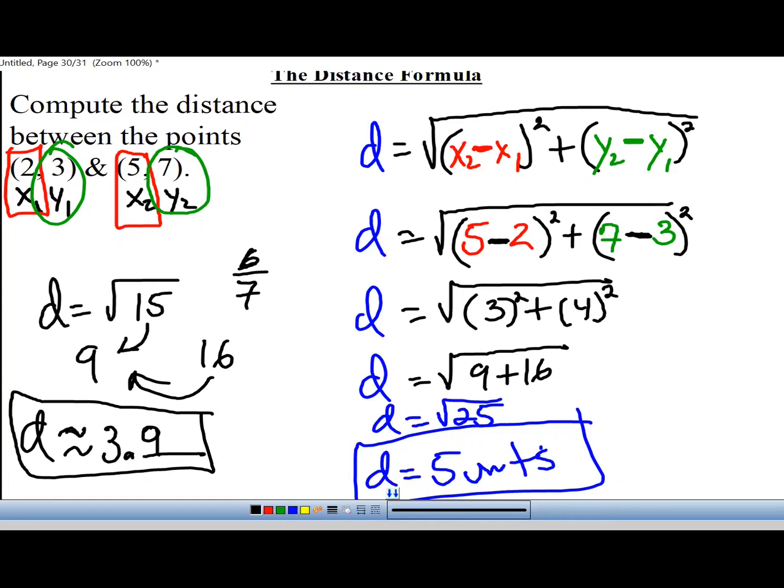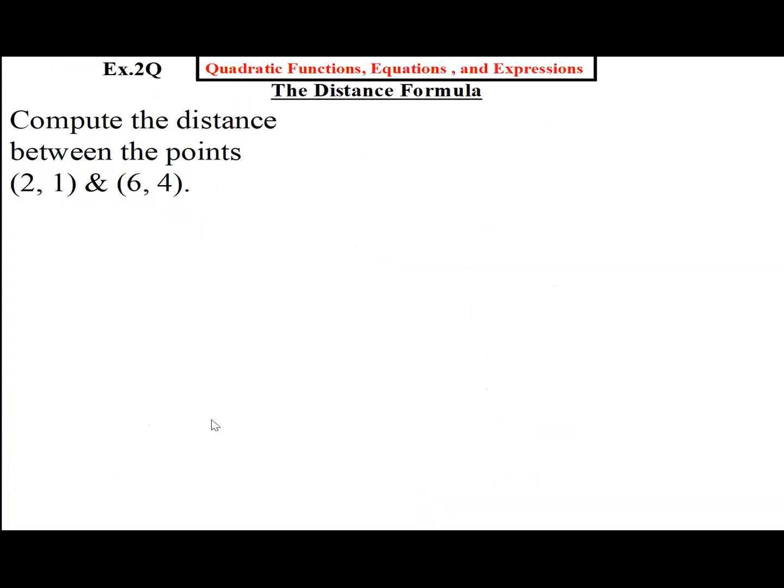This will be our last example. Example 2Q, compute the distance between the points (2, 1) and (6, 4). Use the distance formula for that, please. Copy and go.